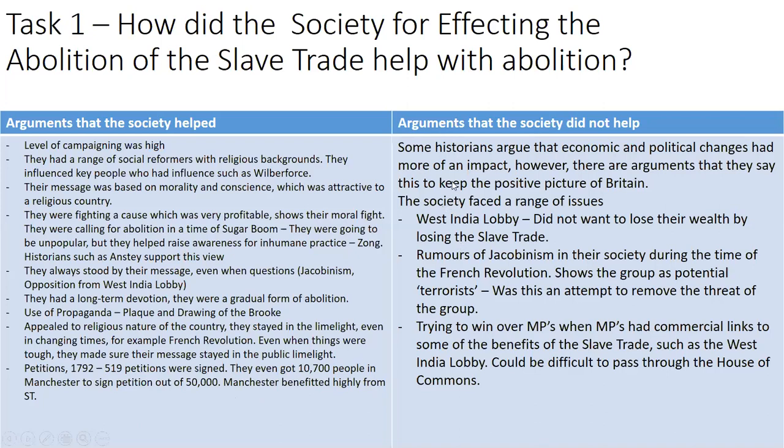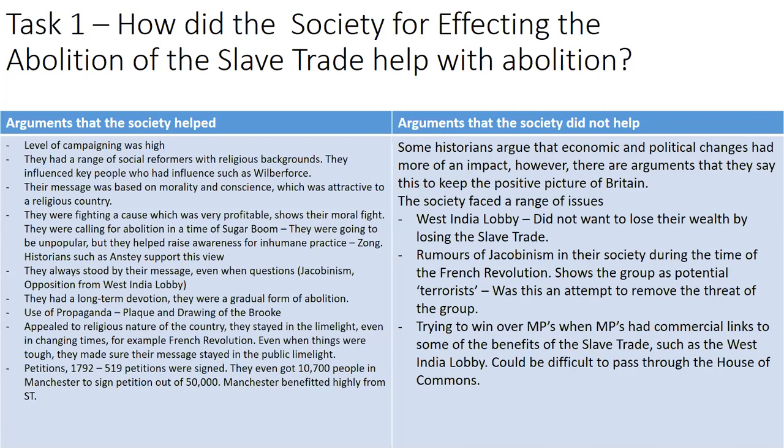Arguments that the society didn't help. I mean, it's difficult. Some historians argue that economic and political changes had more of an impact. The society faced a range of issues such as the West India lobby. They didn't want to lose their wealth. The rumours of Jacobinism in the society due to the time of the revolution shows that the group were seen as potential terrorists. And trying to win over members of parliament when members of parliament had commercial links to some of the slave trade benefits, such as the West India lobby.